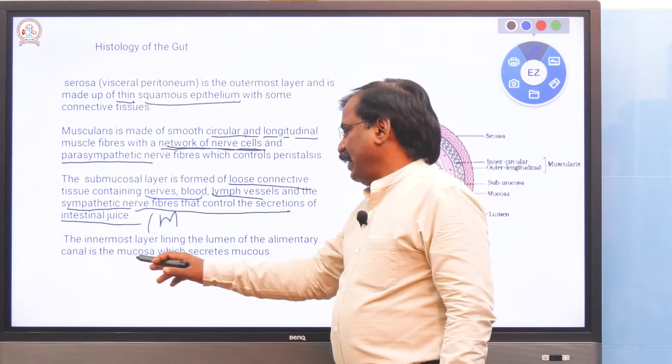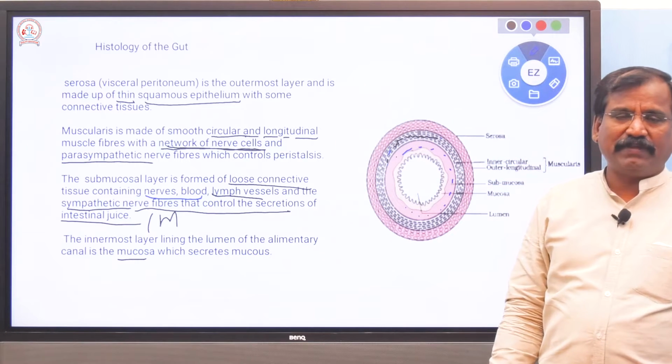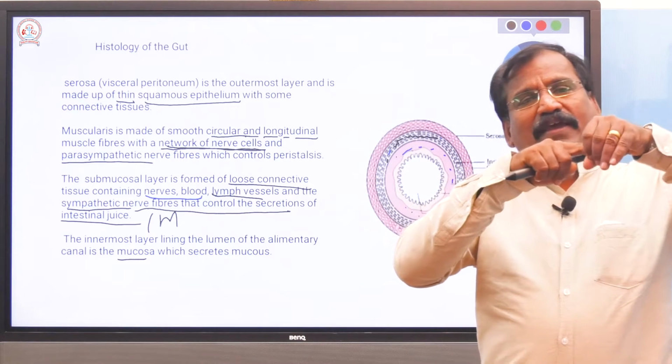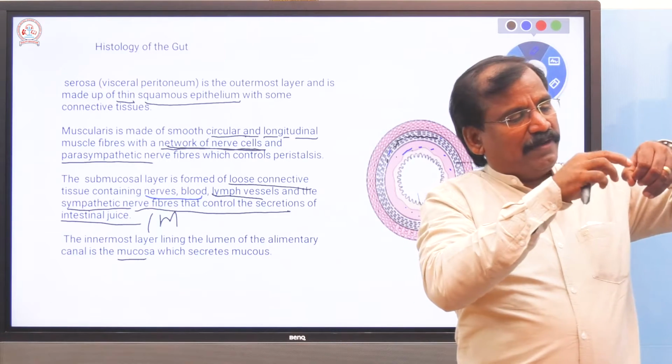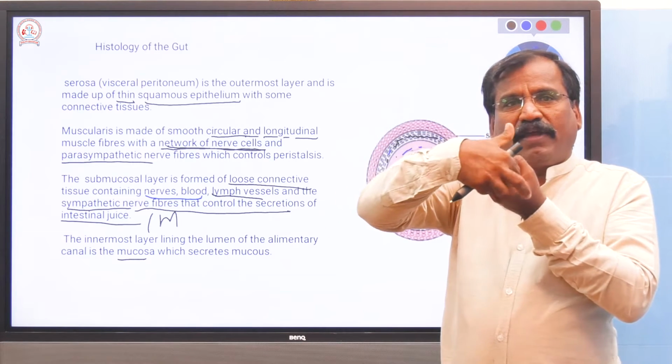Okay, mucosal layer. The mucosal layer secretes the mucus, and that forms a layer around the lumen. The lumen means the inner space. Okay, the lumen.